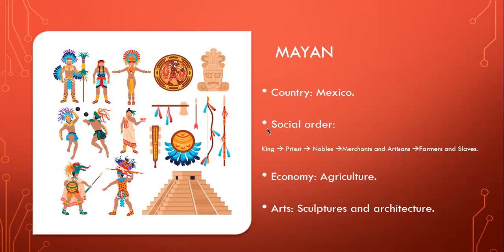Right here we have the social order. The Mayan social order had, on the top of the pyramid, the king. Then we had the priests, then the nobles, then the merchants and artisans, and finally farmers and slaves.